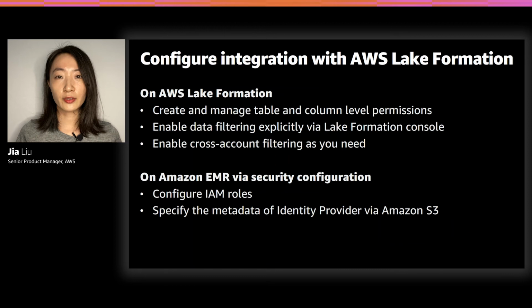The configuration experience on AWS Lake Formation is very similar to Apache Ranger. On AWS Lake Formation, you need to create and manage table and column level permissions. You will then need to enable data filtering explicitly via the Lake Formation console. And if you need cross-account filtering, you will also need to enable that from the Lake Formation side. On Amazon EMR, it is much simpler than Apache Ranger configuration. You only need to configure the IAM roles and specify the metadata of the identity provider.